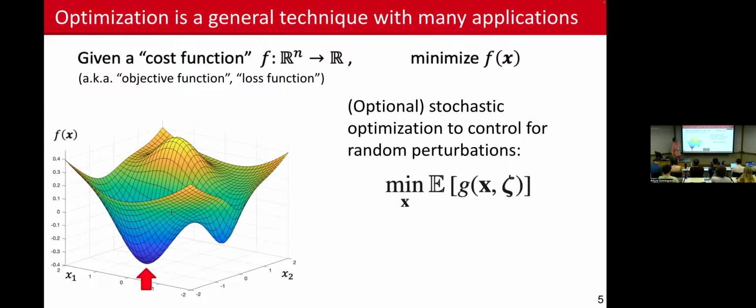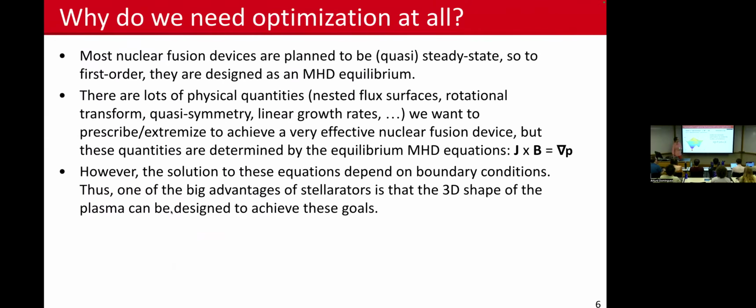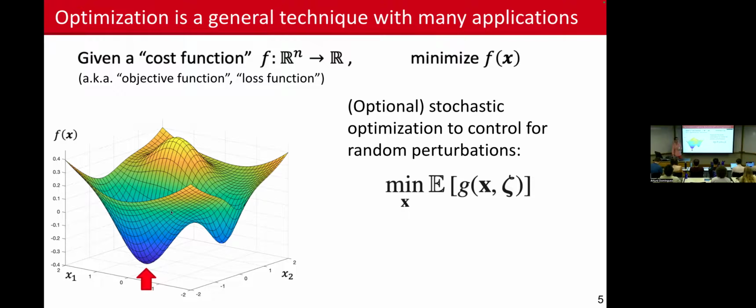Okay, last thing I wanted to mention, this is an aside for the optimization inclined, but basically you can also do stochastic optimization, where you also want to control for random perturbations in your optimization variables. You basically sample from some distributions, some little perturbations, and ask, I don't want to just minimize a function, I want to minimize its expectation over some perturbations to variables. I'm gonna gloss over that. So yeah, I'm gonna skip now to talking about why we do this for stellarators. Any questions right now on these ideas in optimization?